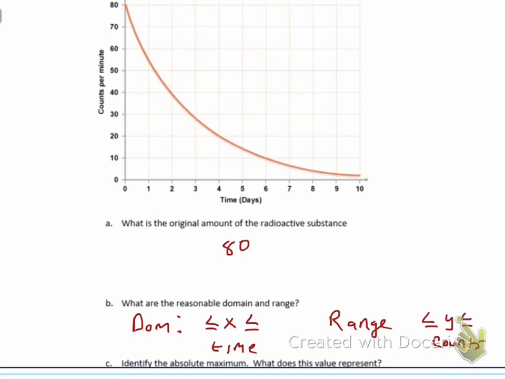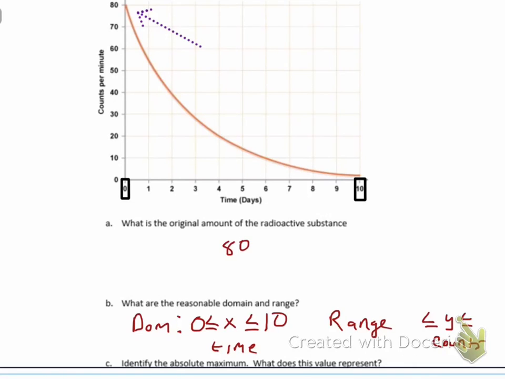And last but not least, what is the original amount of radioactive substance? So if you look at it, the original amount is right about there. It's about 80. And what's a reasonable domain and range? So domain is your X, which starts here and goes all the way to there. So my domain is 0 less than or equal to X, which is less than or equal to 10.